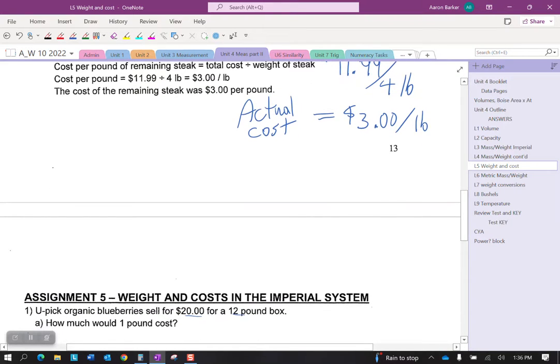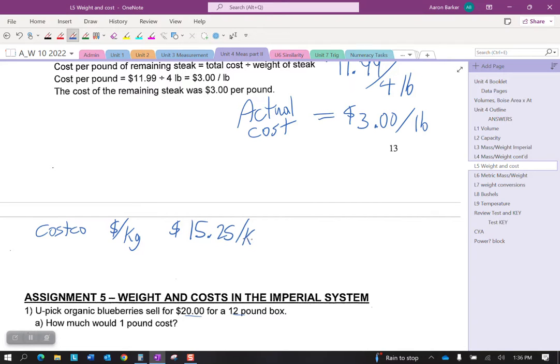One more example here. How many people love shopping at Costco? I do, absolutely. The reason why I love Costco is because it's big sizes. It doesn't necessarily mean it's cheaper though. At Costco, anytime you buy meat, it's going to be priced per kilogram. For example, the last time I bought chicken, it was $15.25 per kg. Now, Save On had it on sale for, I think it was $3.50 per pound.